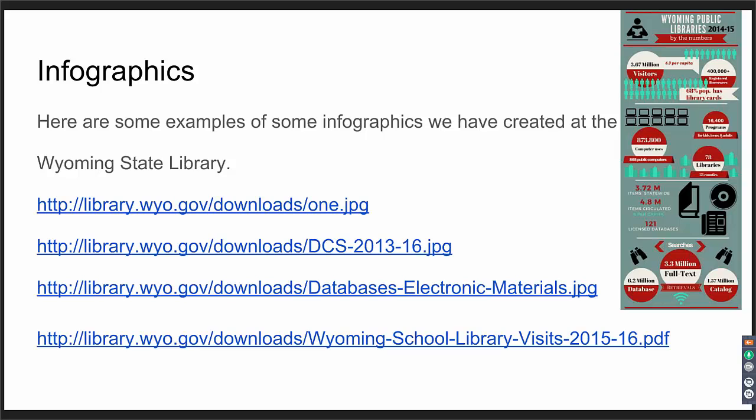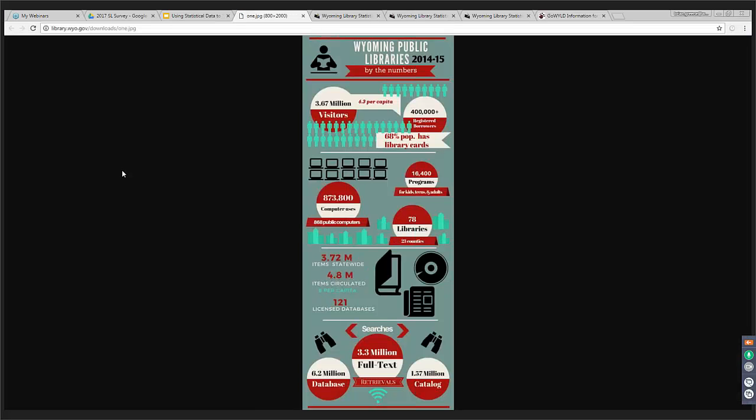All right, so here we have some examples of some infographics that we've created at the Wyoming State Library. We'll click on them and talk about them. This first one here has to do with the library statewide. We took this information from the Public Library Statistics, the 2014-15, and we tried to utilize open space and some graphics, but not get overly complicated with it, mostly just giving numbers.